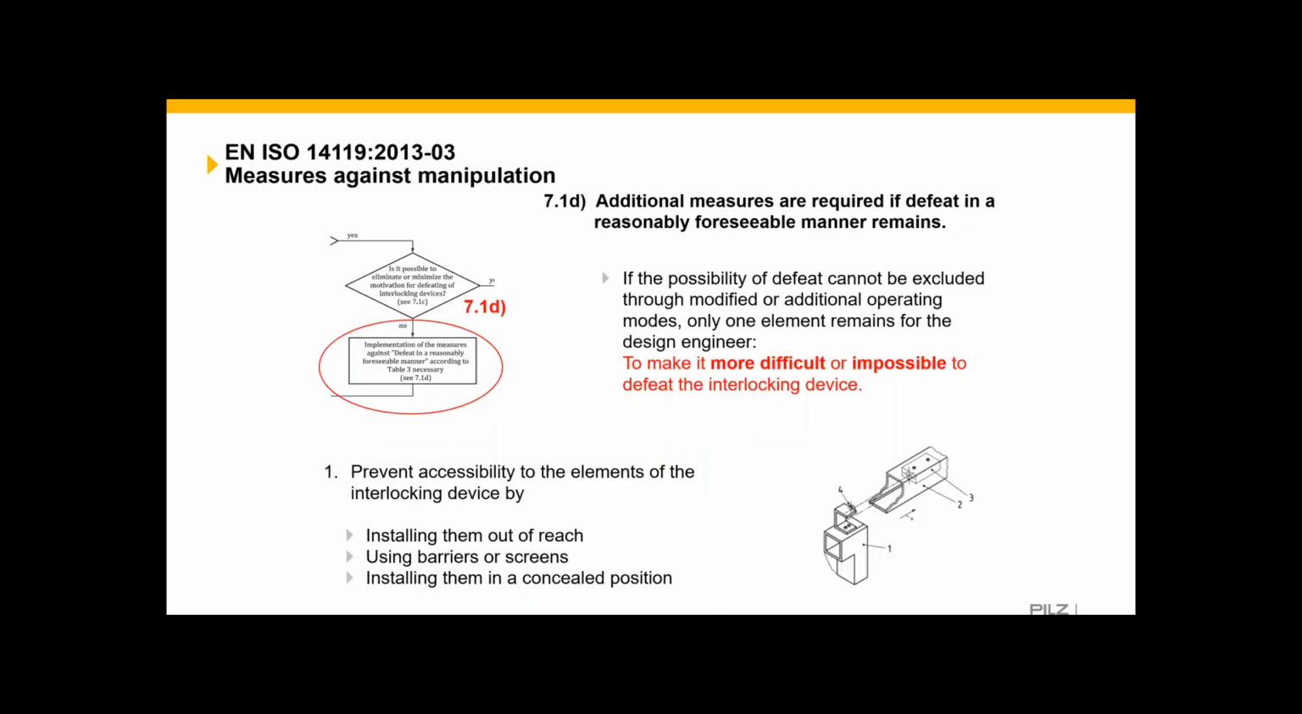We also need to look at manipulation. If defeat in a reasonable manner remains, then we need to look at how we can prevent that defeat through modified or additional means. If that can still happen through modification or operational errors, how can we make it more difficult for somebody to defeat the interlocking device? That could be by installing them out of reach. You may use a barrier or a screen, or conceal the interlocks themselves so you can't see them. That way, you're unable to attempt to defeat it.